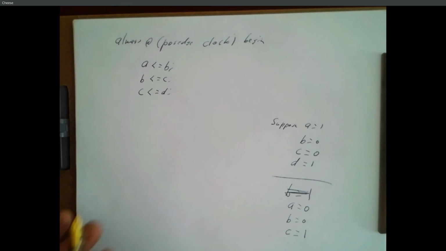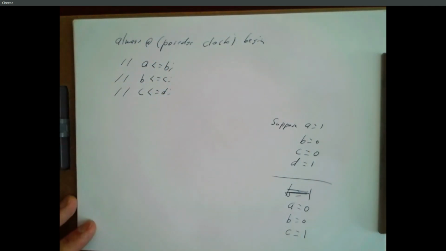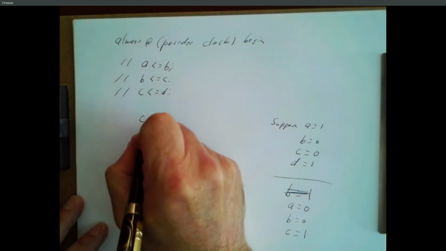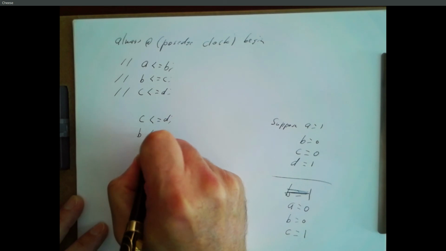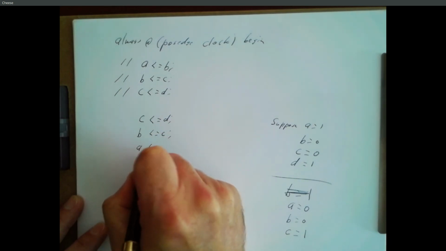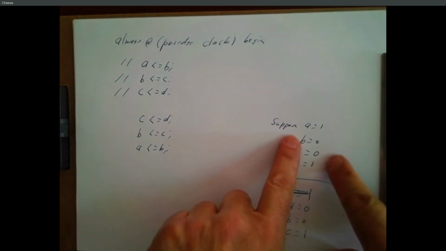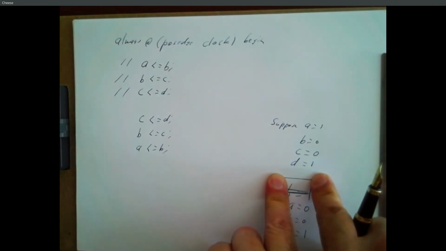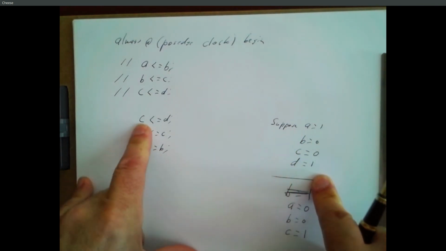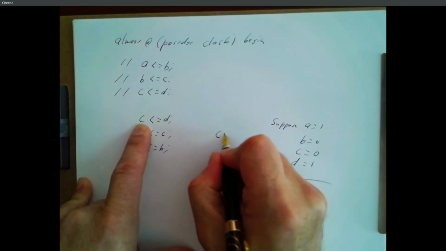Suppose I write this differently. Suppose I change the order. C comes from D, B comes from C, A comes from B. And we're back to our original initial values. So C is certainly going to take on the value of D. C is going to be equal to 1.